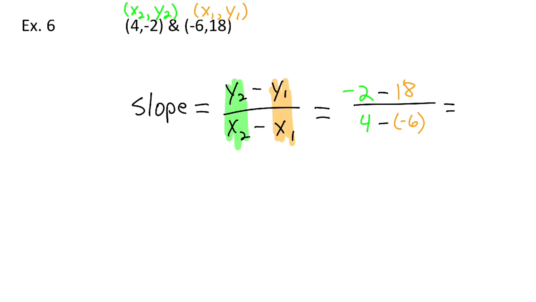So we're subtracting a negative from negative. On top, -2 minus 18, that's -20 in the numerator. And on the bottom, 4 minus -6 is 4 plus 6, or 10 in the denominator. -20 divided by 10 is -2. And that does it for this video, where we've shown how to calculate slope from any 2 points.